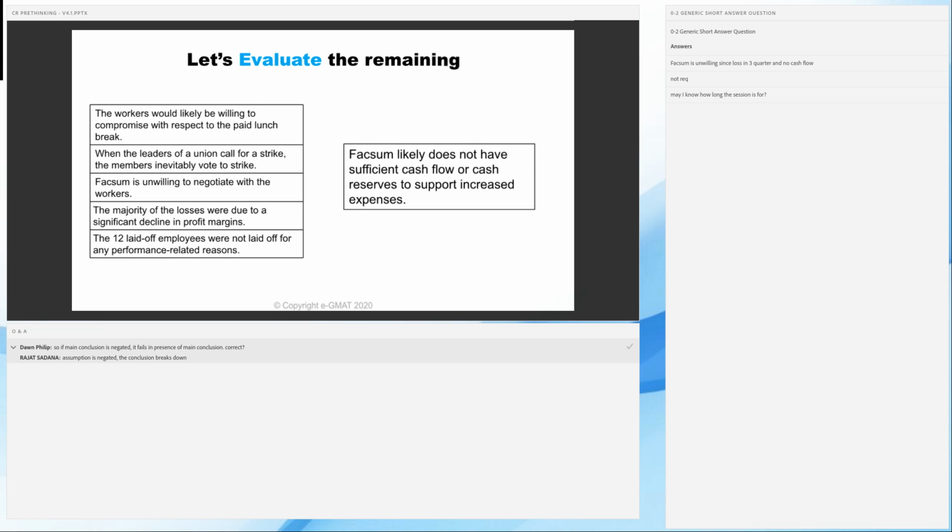Now if this is my assumption, then what supports this assumption? This one over here supports this assumption. Why? Because if the losses were due to decline in profit margins, then they won't be able to generate enough cash. So this definitely supports this piece over here.